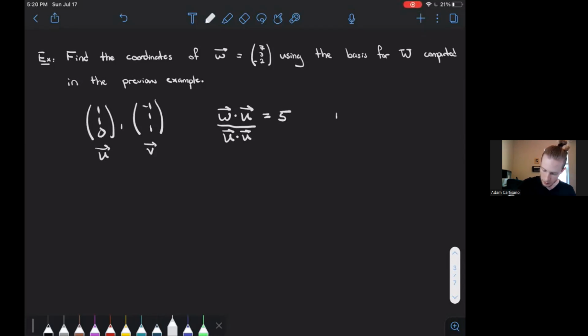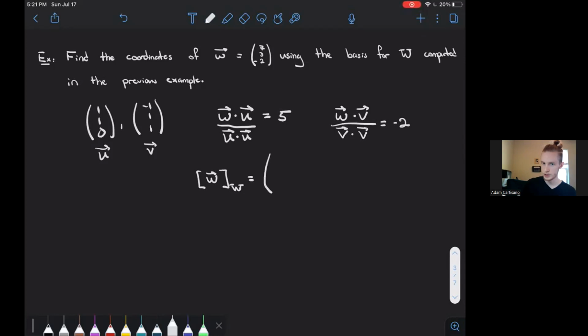And w dot v over v dot v. Well, v dot v is 1 plus 1 plus 1 is 3. And w dot v is negative 7 plus 3 minus 2. Negative 4 minus 2 is negative 6. Negative 6 divided by 3, negative 2. We even got whole numbers. That's amazing. Okay. And by the way, if you remember, we can write the coordinate vector of a vector with respect to a given basis. I'm just going to write it like this.